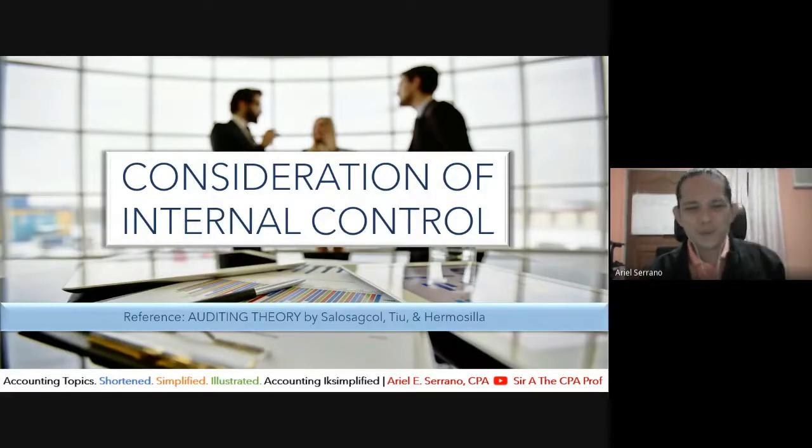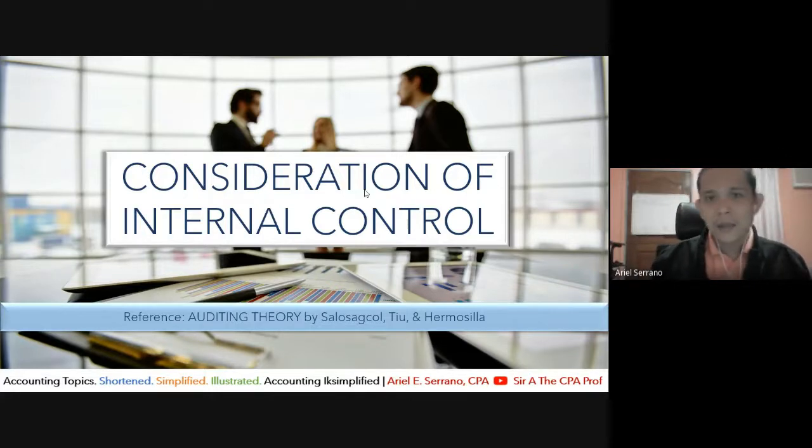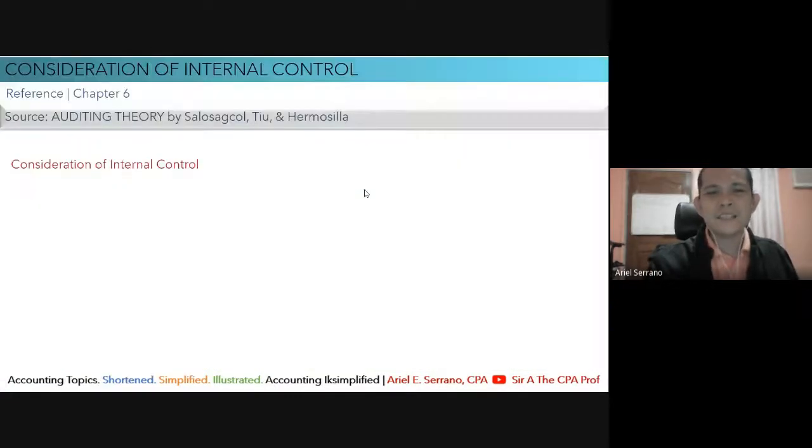Okay, hello mga students. I-apply na natin ngayon yung internal control sa audit. So, 'di ba, as part of our understanding the entity and its environment, nakalagay doon including the internal control. So, let's consider internal control sa ating mga audit because it will also determine the extent of our audit procedures, yung ating mga substantive testings.